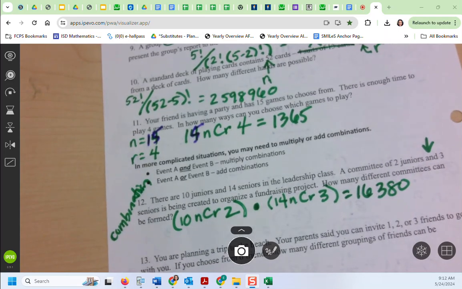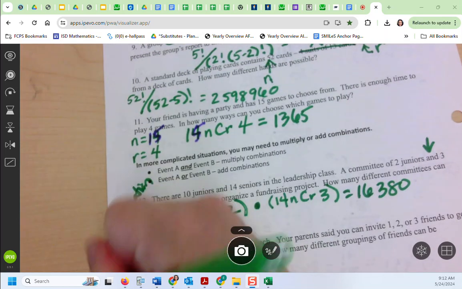All right, you are planning a trip to the beach. Your parents said you could invite 1 or 2 or 3 friends to go with you. If you're choosing from 6 friends, how many different groupings can be formed? All right, first of all, if you chose 3 friends, does it matter if you said Landon and PJ and Taylor, or if you said Taylor and PJ and Landon? Does it matter? No. So the order doesn't matter, which makes it combination. Still right.